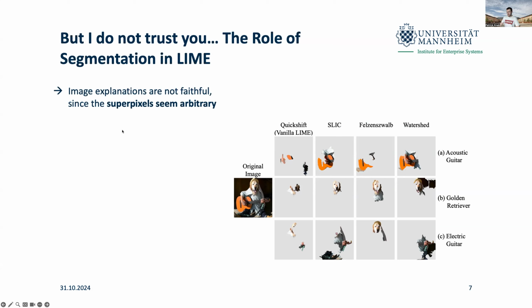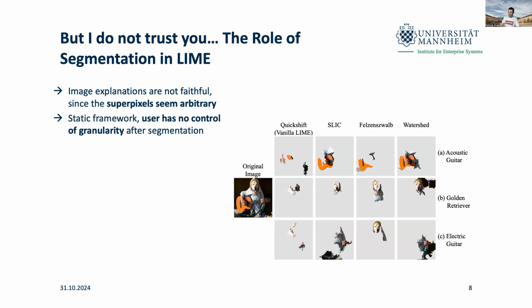As we can see, I wouldn't say the image explanations are that faithful, because for me, those superpixels seem arbitrary. For example, if you look at the explanation for acoustic guitar, I would not say at all that this makes sense, that this could indicate acoustic guitar. Same for the golden retriever or for the electric guitar. And this is consistent across several segmentation techniques, even though, for example, watershed or SLIC are slightly better, they are still not what we would expect.